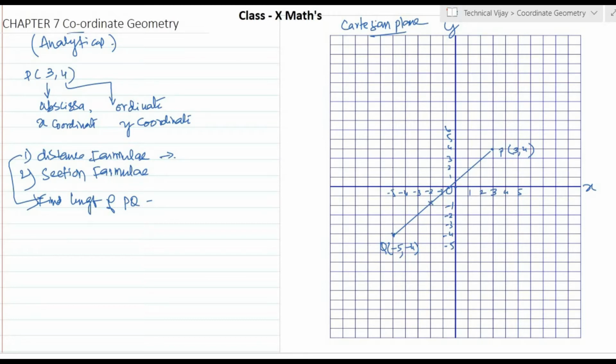Suppose a point R lies on this line with X and Y coordinates. That is, we don't know the coordinate values of this one. It lies in the ratio of M to N. So how do we find the coordinates of R? The coordinates of R can be found by using this section formula.